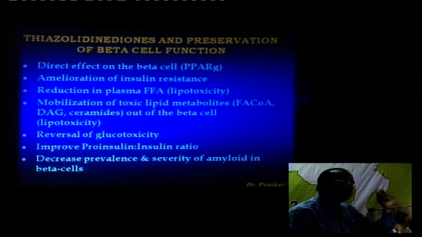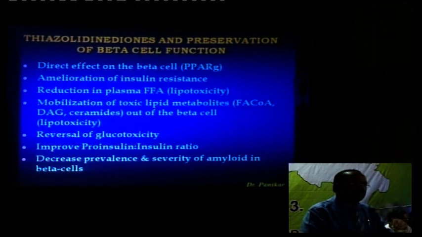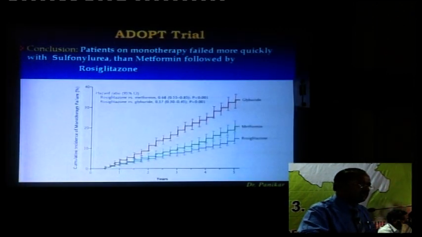So how do the glitazones preserve the beta cells? With a direct effect on the beta cell, amelioration of insulin resistance, reduction in plasma free fatty acids, mobilization of toxic lipid metabolites out of the beta cell, reversal of glucotoxicity, improving the proinsulin-insulin ratio, and decreasing the prevalence and severity of amyloid in the beta cells.